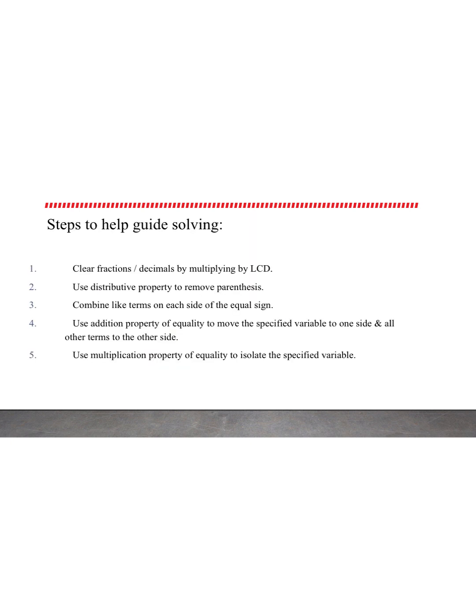So here are those steps again to just kind of help guide your solving in this process. If you have fractions or decimals, start by clearing those out. You can use your LCD for that. Then if you have any parentheses, you're going to use that distributive property to remove them. Combine like terms on each side of your equal sign. Then use that addition property to add or subtract to move things around. And then the very last step is to use that multiplication property of equality to isolate the specified variable all by itself.